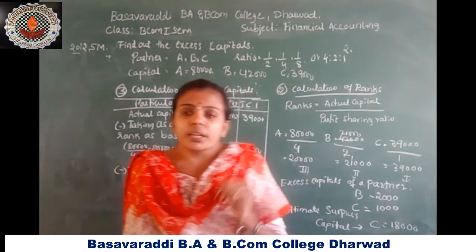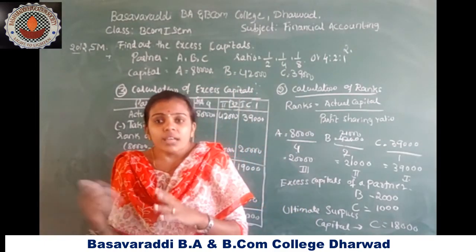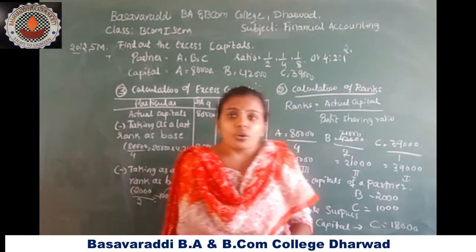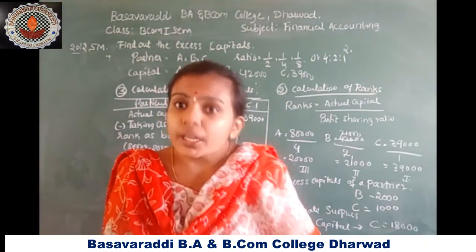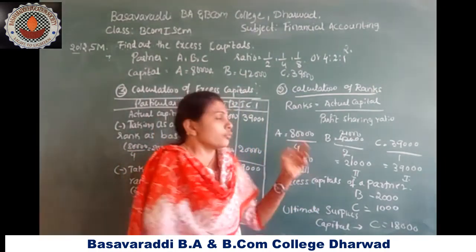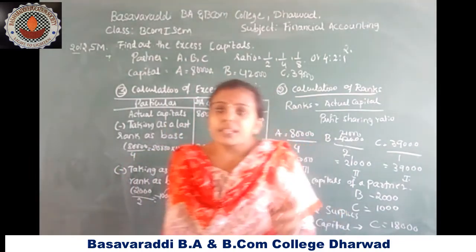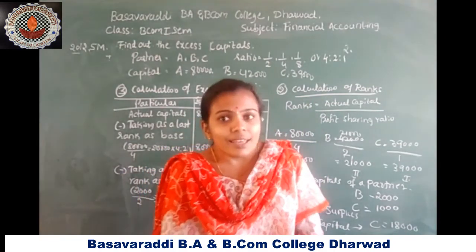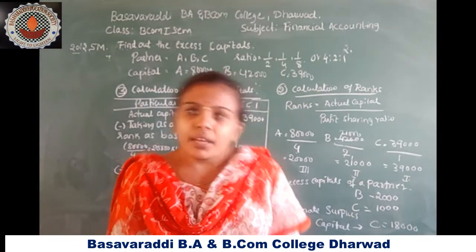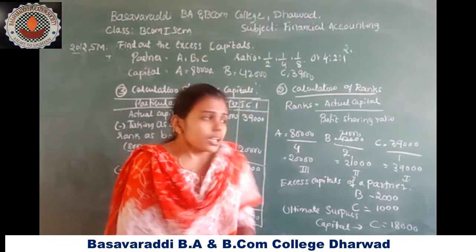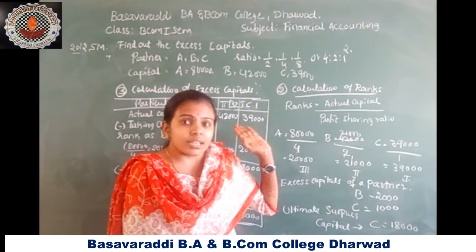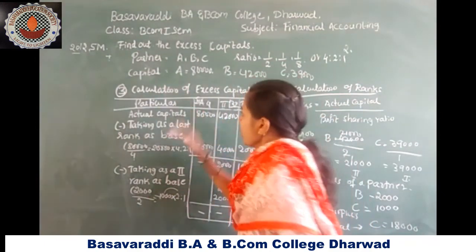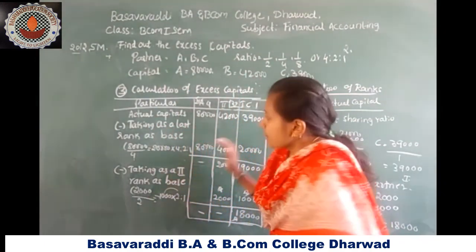Now, on the basis of the actual capital, we have to calculate the second working note, that is calculation of ranks. Ranks is equal to actual capital divided by profit sharing ratio. First you find the actual capitals, then you calculate the ranks. Next, the third working note: calculation of excess capital and then ultimate surplus capital.